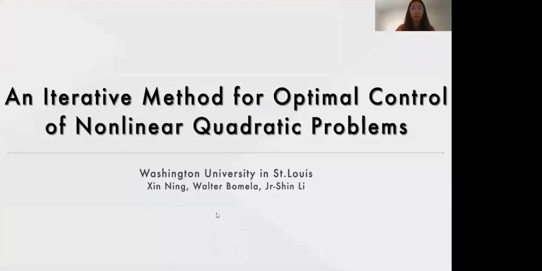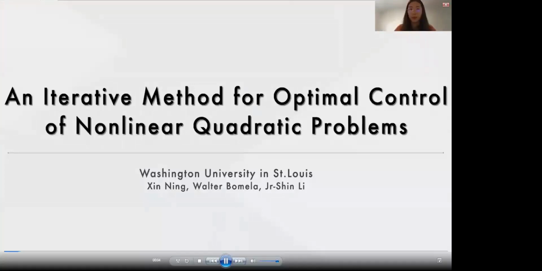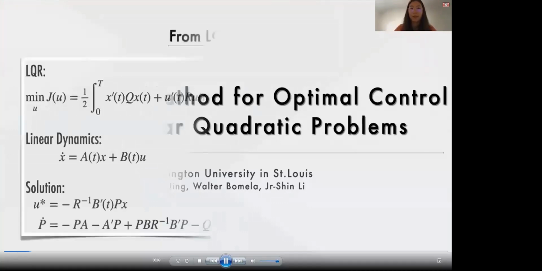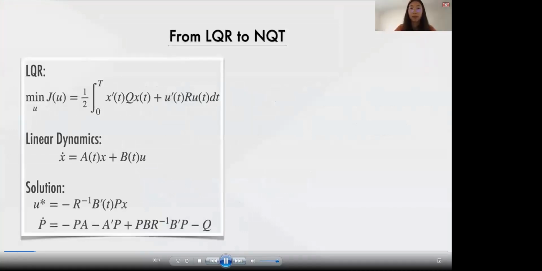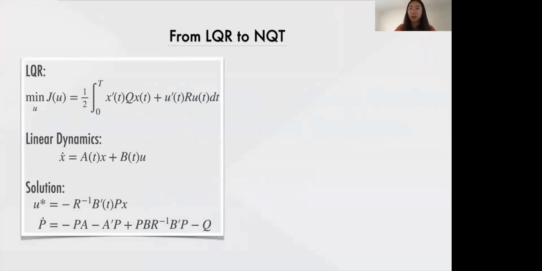Welcome to my presentation on iterative method for optimal control of nonlinear quadratic problems. The basic idea that motivated this paper comes from the linear quadratic regulator problem, whose optimal control we know is a feedback form derived by first solving Riccati equations. One application of LQR is for tracking.